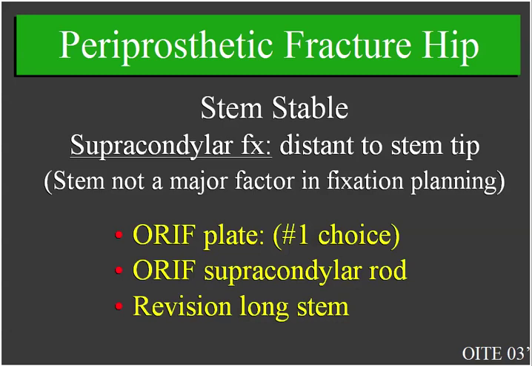If you have a supracondylar fracture distant to the stem tip, so you have a primary hip up here and a fracture way down here, you just treat it like a supracondylar femur fracture. ORIF with a plate is the number one choice.